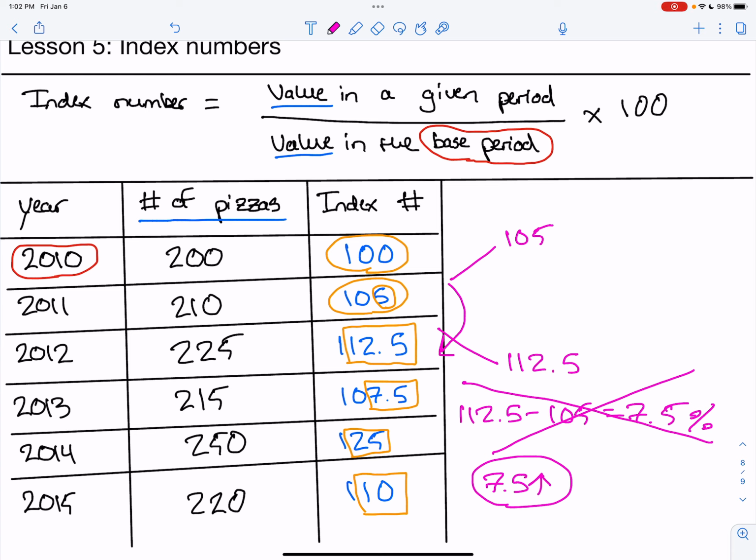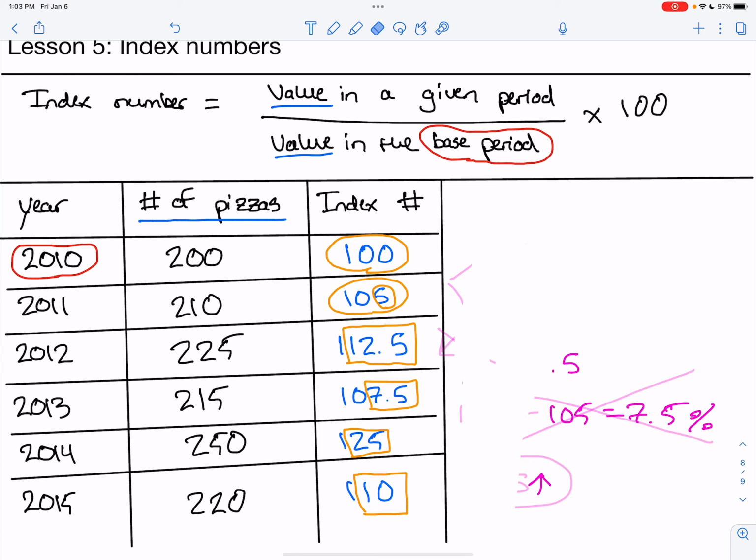In other words, this is all a complicated or convoluted or long-winded way of saying that the base year really, really matters, okay? All these index numbers tell us is by what percentage pizza production has increased from the base year, not from any other year. So if we wanted to get the percentage increase from 2011 to 2012, we would have to make 2011 our base year. And we'll do that right now just to show you what I mean by this. So let's make 2011 the base year.